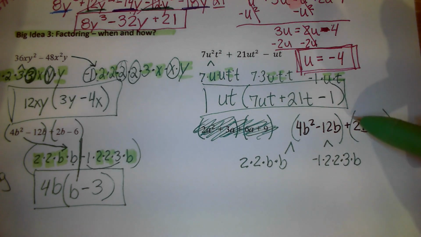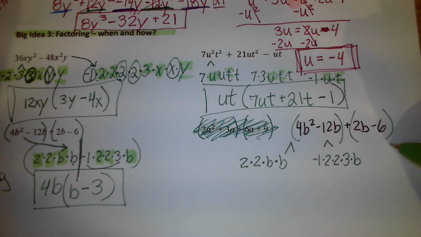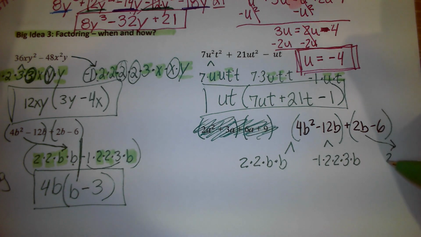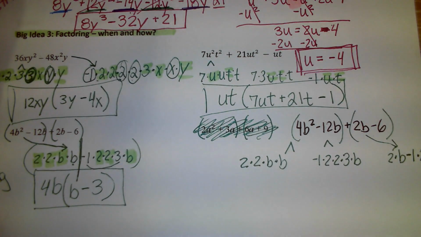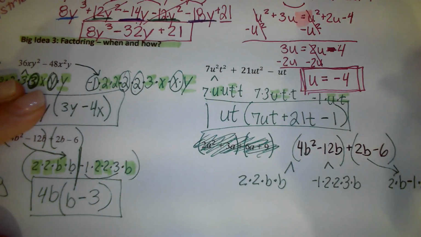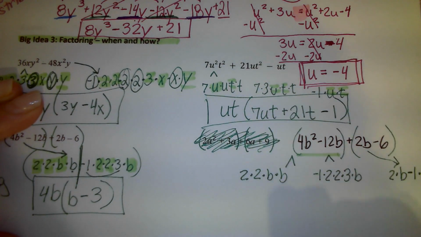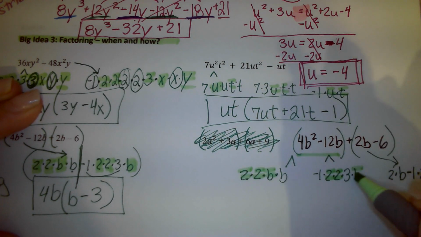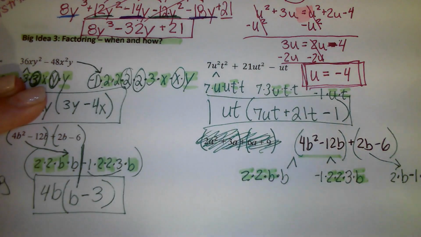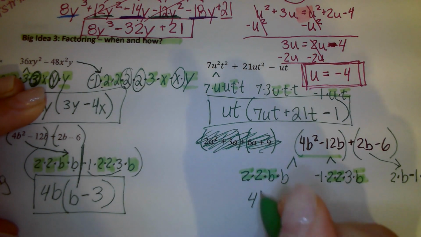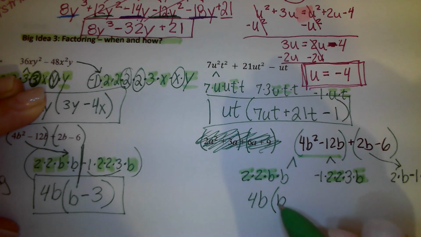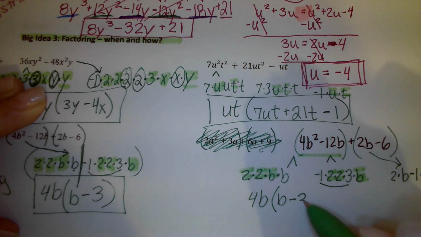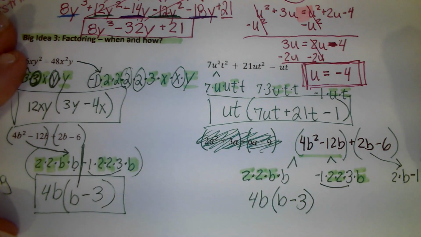This second term, we're going to break down. 2b becomes 2 times b. Negative 6 is negative 1 times 2 times 3. So, like terms, for this first group, we have 2, 2, 2, 2, and b. So when I pull out those common factors, I have 4b, and then what's left over is b and negative 3.